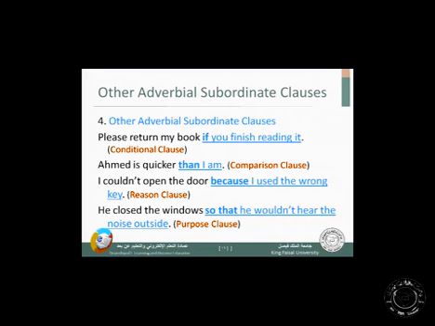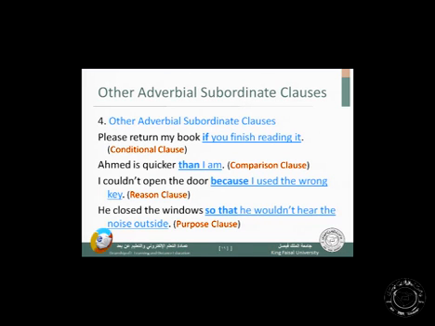In the first example, please return my book if you finish reading it. "If you finish reading it" is a subordinate clause. It is adverbial, and it gives us condition. You will notice that the subordinate conjunction is "if." It is not that or who or which. It is if, and it gives us condition. So something is conditional on something else. Returning the book depends on finishing reading it. If the person has finished reading the book, he will return it. Otherwise, he will keep it. So this is a condition. Please return my book if you finish reading it.